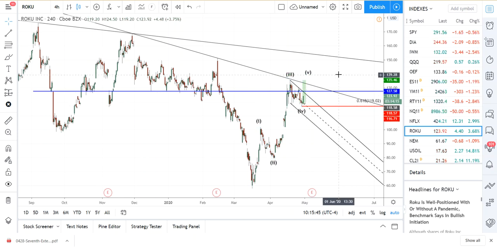If it does, great, amazing. But if it doesn't, well, then I need to look into a way to secure some profit and not just let a winner turn into a loser. So this is the bigger picture here. I see a lot of resistance between 135 and really the blue line, which is 127.58, give or take.